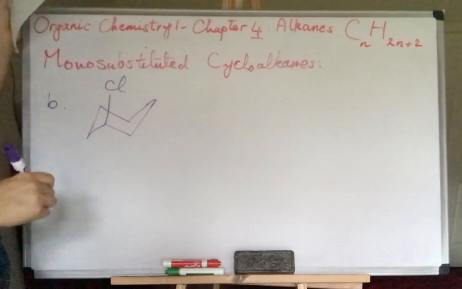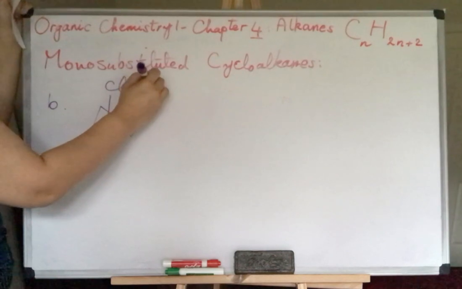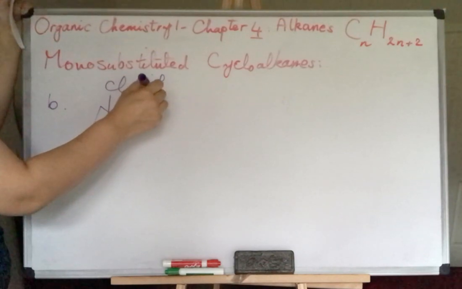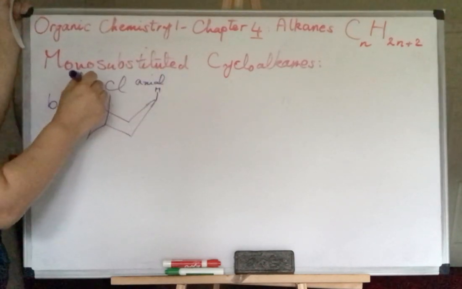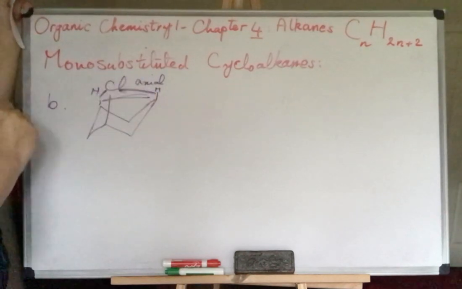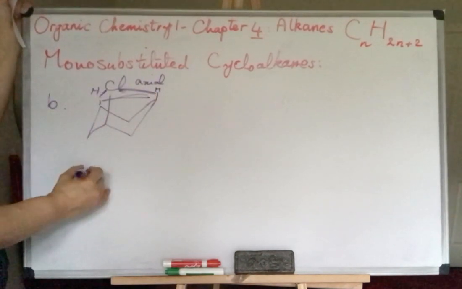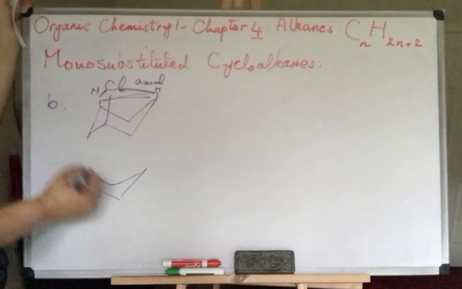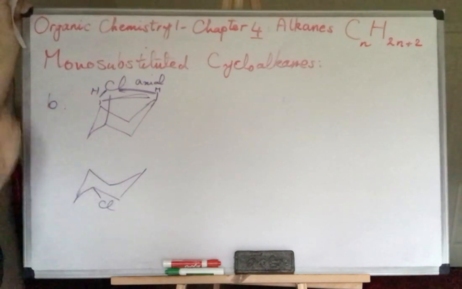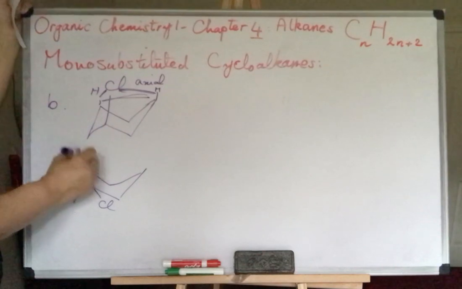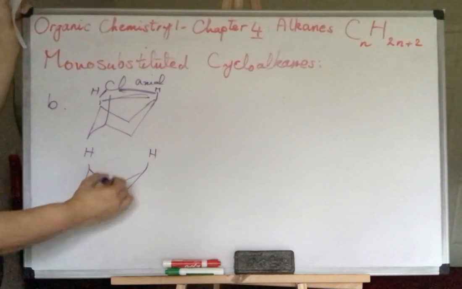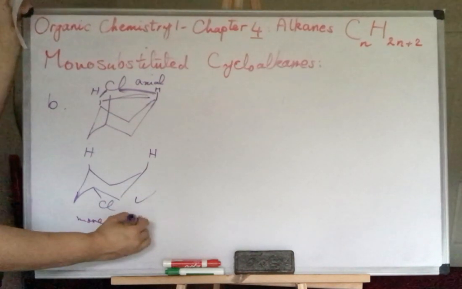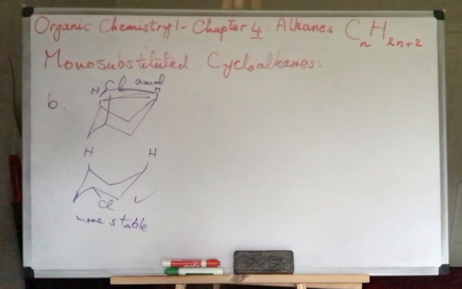This is Cl. It's in axial position, right? What did I just say about axial positions? It will create diaxial interaction, right? So if you want to change it to another chair conformation, you can change that Cl, put it on the, excuse me, on the equatorial position. So which one is more stable? No diaxial interaction, right? This one is more stable and exists in more concentration.